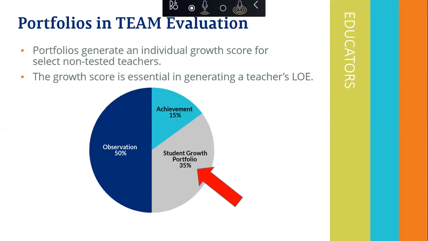The portfolio process allows non-tested teachers to demonstrate student growth that occurs in their own classroom with their own students. The student growth score is essential in generating a teacher's level of overall effectiveness, or LOE. Observations comprise 50% of an educator's LOE, 15% of the LOE is student achievement, and the student growth portfolio makes up 35%.